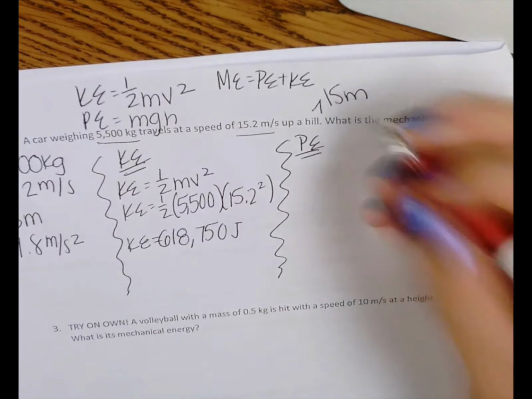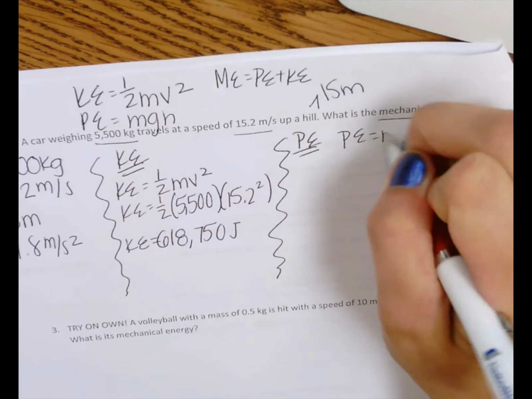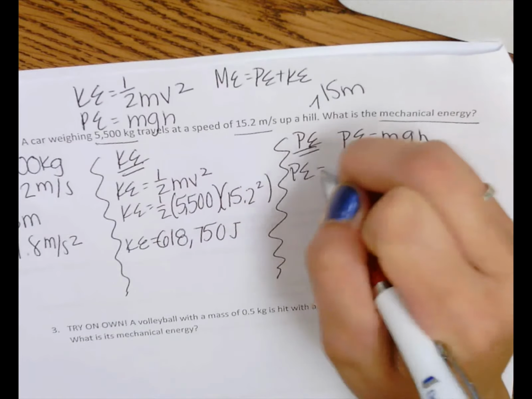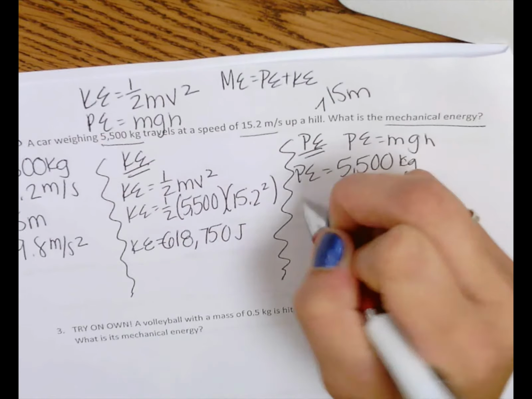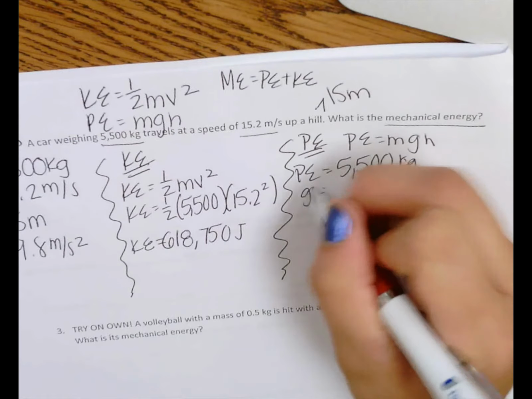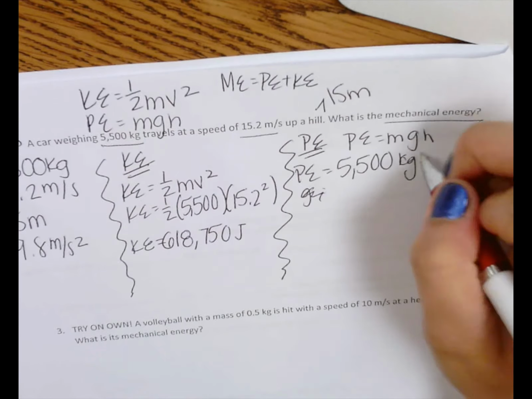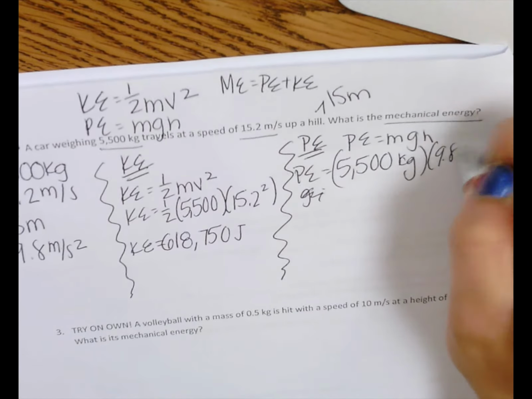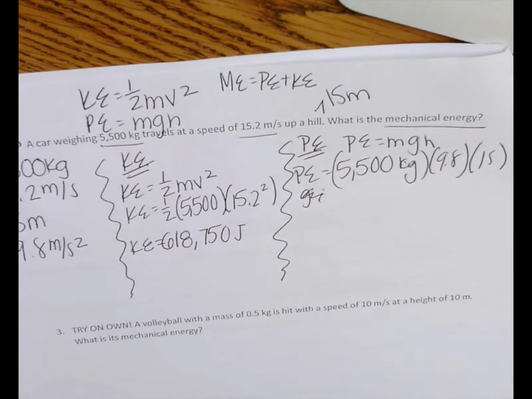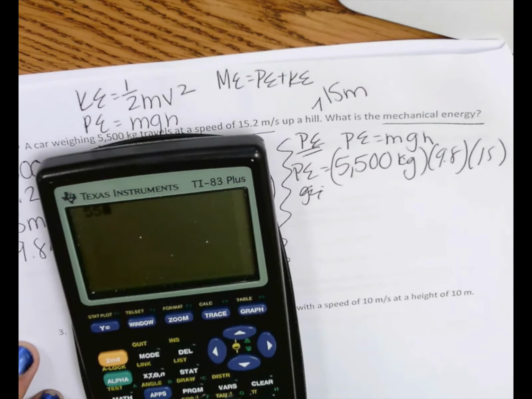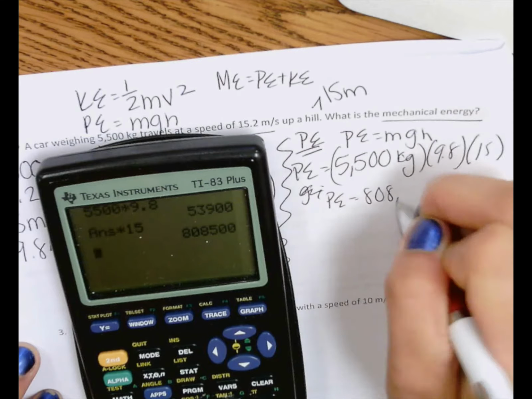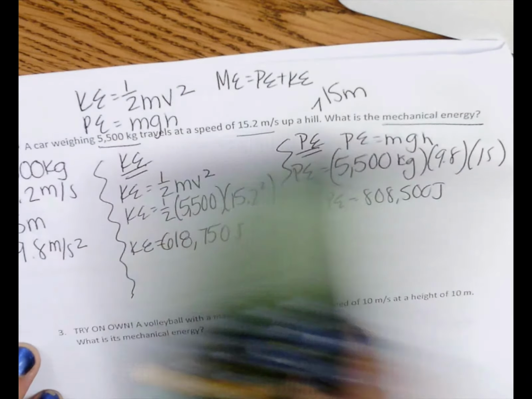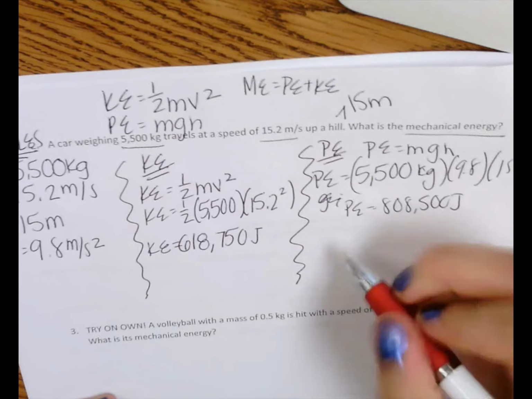The next thing we can do is solve for potential energy, and then from there we can solve for mechanical. We know the potential energy is equal to the mass times gravity times height. So all we have to do is plug those in. The mass is 5,500. Gravity equals 9.8, and the height equals 15. So we're going to multiply this by gravity, which is 9.8, times the height, which is 15. We plug this into our calculator, 5,500 times 9.8 times 15, and you get a potential energy of 808,500 joules.